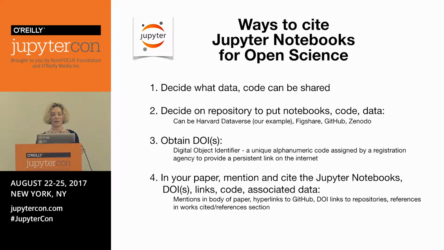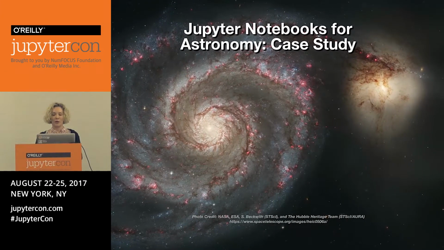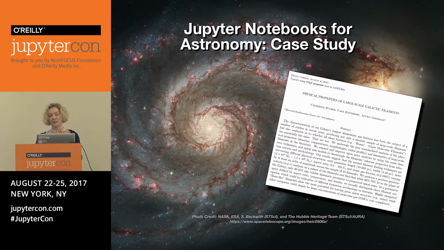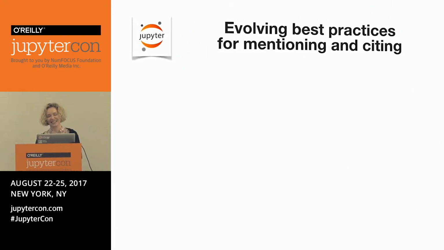In the paper, you would mention all of these things and all the citations. So the Jupyter Notebooks, DOIs, links, code, the associated data with it. And so in astronomy, in our case study, this is their paper, which is a draft. It's not released. They haven't published it yet, but they're going to soon, right?